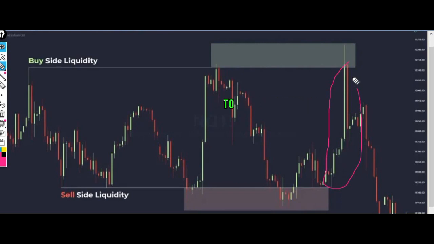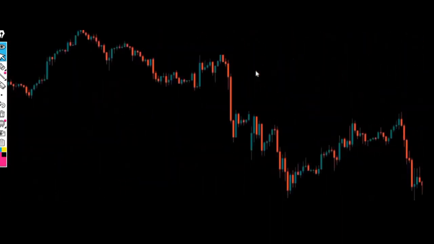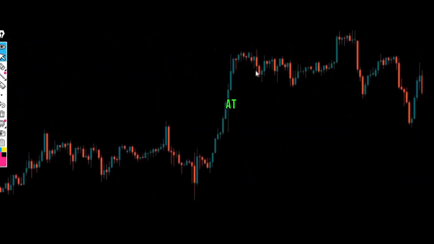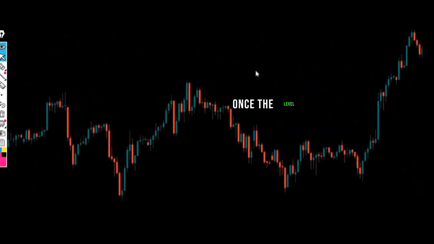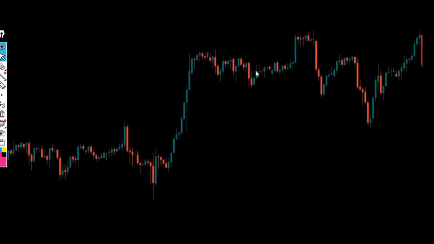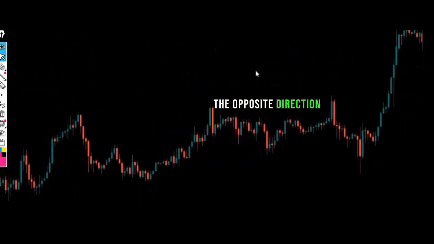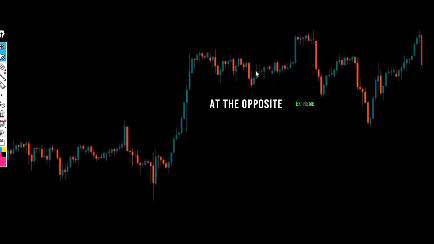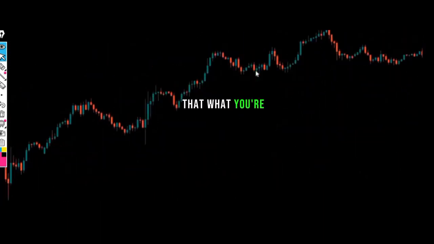Okay, and so guys, to clarify on that, you're supposed to know smart money players understand the nature of this concept and commonly will accumulate or distribute positions near levels where many stops reside. It is in part the sheer amount of stops at key levels that allow larger players to fully realize their positions. Once the level at which many stops are placed has been traded through, it's often that the price will reverse course and head in the opposite direction, seeking liquidity at the opposite extreme, and that is what we now call displacement. Okay, so guys, that's what you're supposed to know.